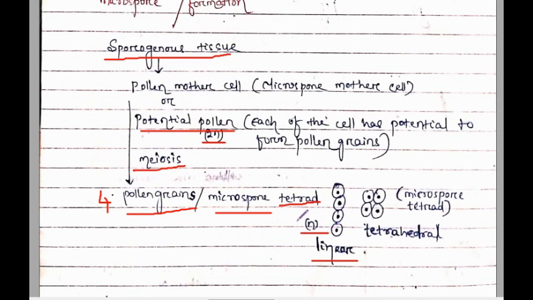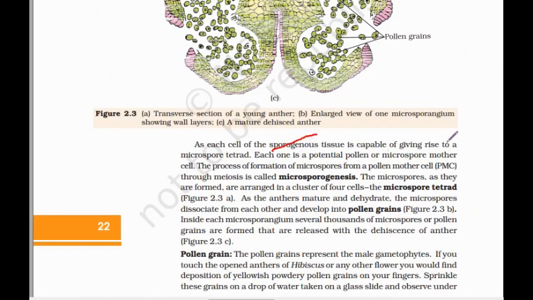N means haploid. So this sporogenous tissue gives rise to microspore tetrad, and it is also known as potential pollen or microspore mother cell. And this process of formation of microspore from microspore mother cell or pollen mother cell is known as microsporogenesis, which are arranged in tetrad. That's why it is known as microspore tetrad. After the formation of this microspore, they dissociate or separate from each other to form free pollen grains.